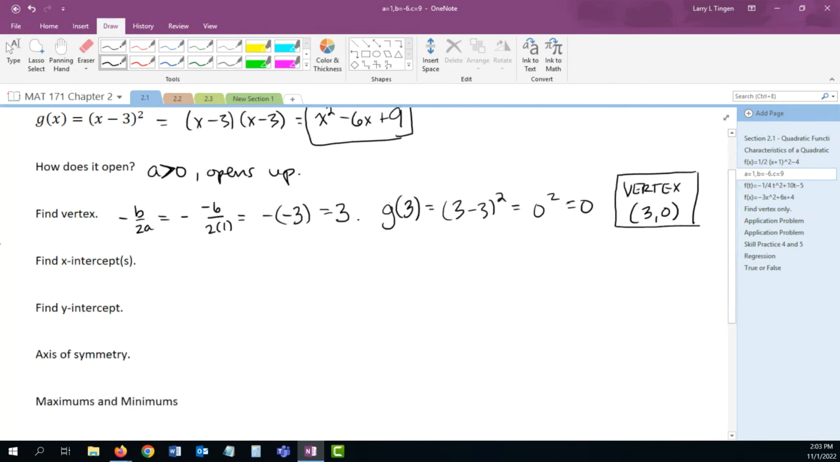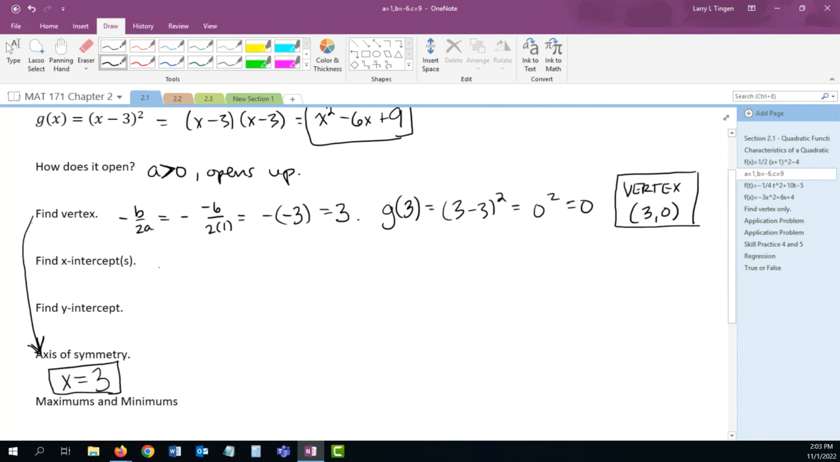Now, quickly remember, let's do a little skip here. Come straight down from this. Once you found the vertex, the axis of symmetry is just x equals whatever the x coordinate is in the vertex. All right. Find x-intercepts.